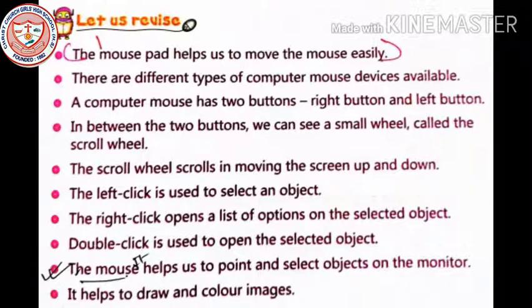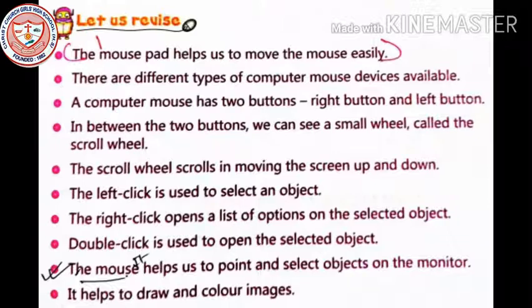So what is a mouse? A computer mouse is an input device. It is an important part of the computer. It is an oval shaped device. It has a wire connected to the CPU which looks like the tail of a mouse. It is called a mouse because it resembles a real mouse. This is the image which you can see on the screen. This is a mouse.